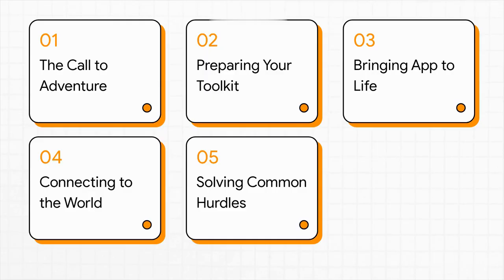So here's our roadmap. Think of it like the 5 chapters in our app's adventure. We've heard the call to adventure. Next up, we'll get our toolkit ready. Then comes the fun part, bringing the app to life. After that, we've got to connect it to the world. And finally, we'll talk about solving those common hurdles that always pop up.